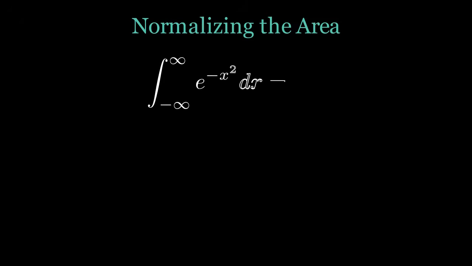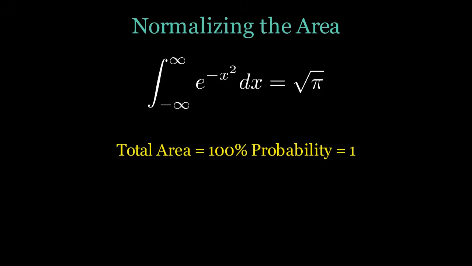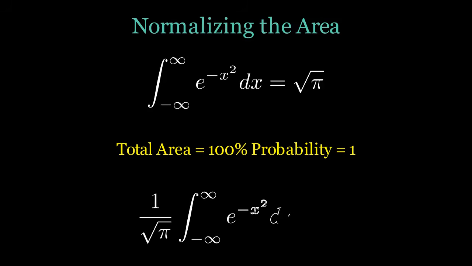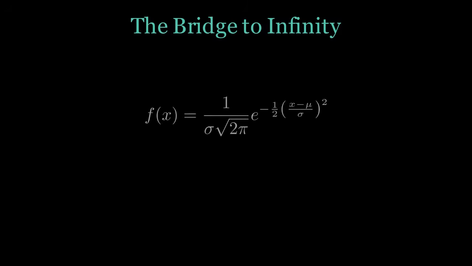But there is one final puzzle piece to make this a true probability curve. If you integrate e to the power of negative x squared from negative infinity to positive infinity, the total area under that smooth curve is exactly the square root of pi. However, in the strict rules of probability, the total area must equal exactly 1, representing 100% certainty that all possible outcomes are accounted for. To fix this, mathematicians simply divide the entire function by that exact area. That is why the messy fraction containing the square root of pi sits at the front of the formula. It normalizes the curve perfectly.